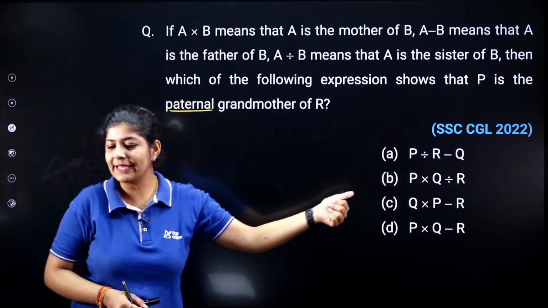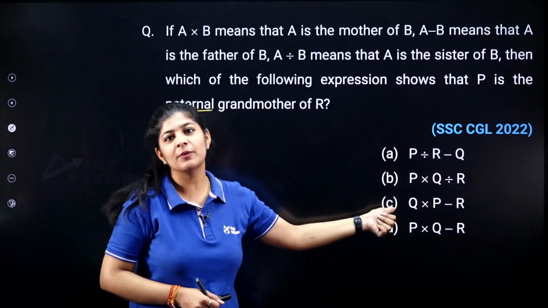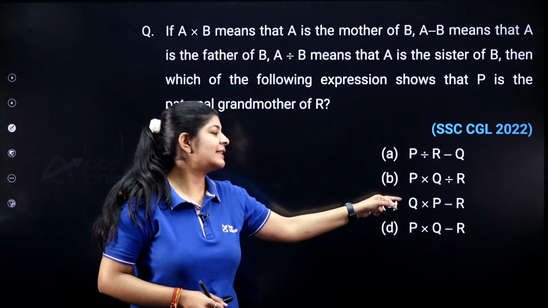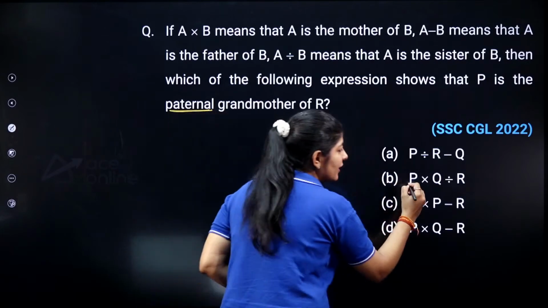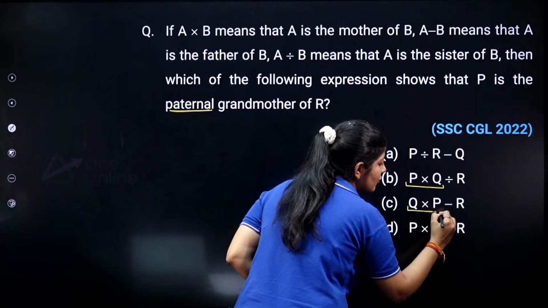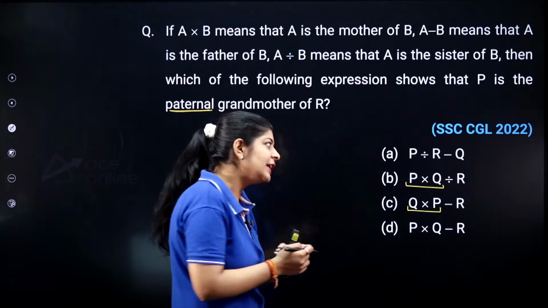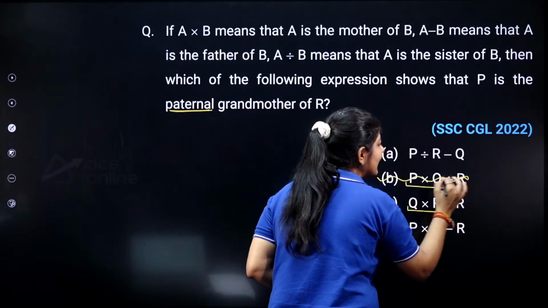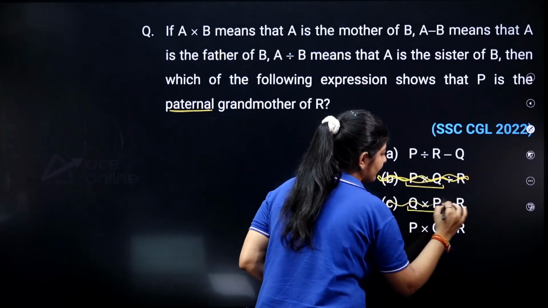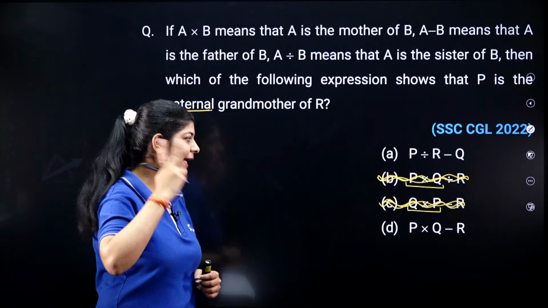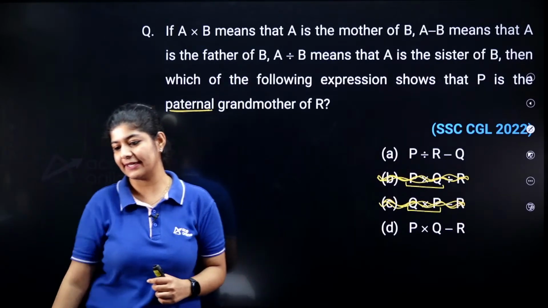So we can simply eliminate our option number B and C over here because the generation gap over here is not 2. They are somehow directly linked to each other. So we can easily eliminate such options. Now we are left with just 2 options. Either option number A is correct or option number D is correct.